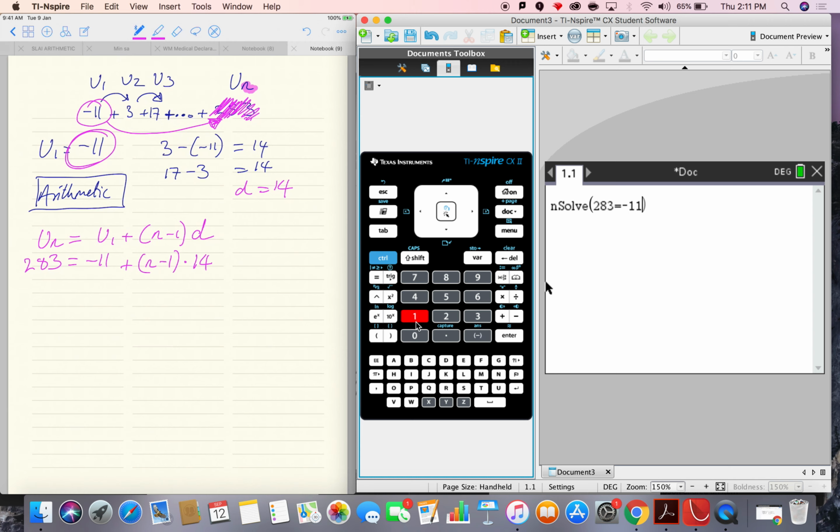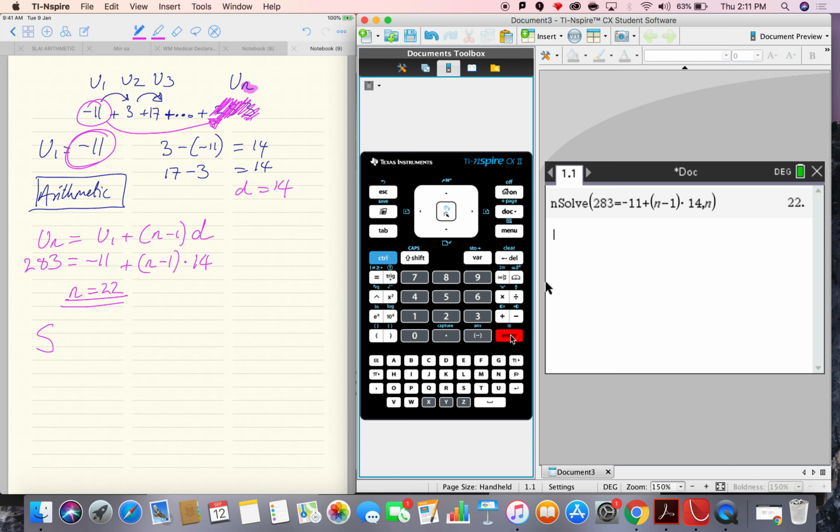Negative 11 plus open bracket. I'm going to choose to keep with n. You can change it to any variable you want. n minus 1, close bracket, times by the 14. And the calculator, we need to program it to say solve, comma, for n. Boom! Okay, so n is 22. So there are 22 terms in this series.